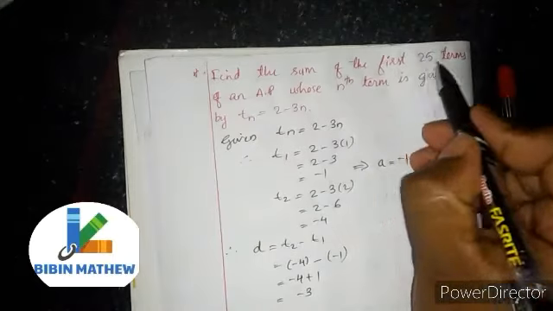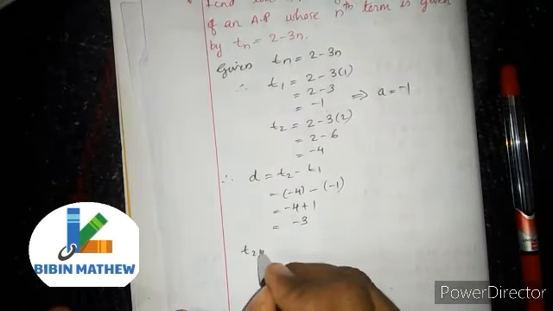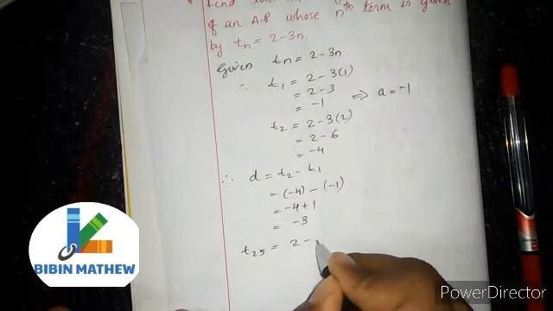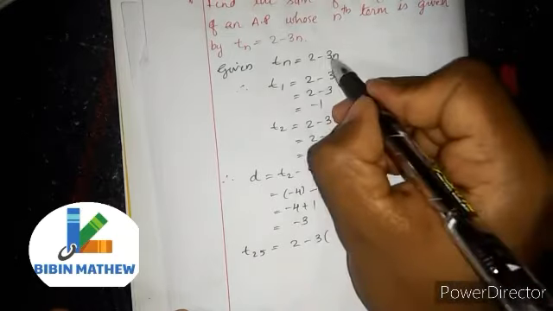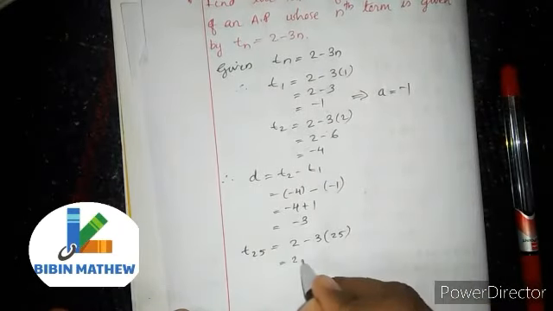नाउ वी वांट टू फाइंड द सम ऑफ फर्स्ट 25 टर्म्स. इसको ए भी कहता है ना, फर्स्ट टर्म को ए भी कहता है. ए इज इक्वल टू -1. ओके, नाउ यू वांट टू फाइंड द सम ऑफ फर्स्ट 25 टर्म्स. सो 25th टर्म अगर पता है तो you can choose the second equation to find the sum. That will be much more easy. I am choosing that one.